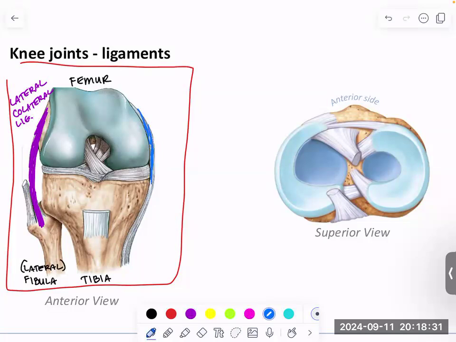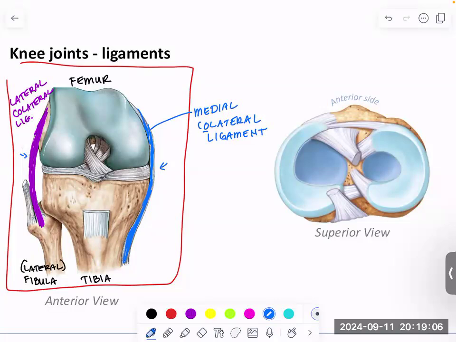So what is the name of this one in blue? MCL. What does the M stand for? Medial collateral ligament. MCL. Collateral means that they're just on opposite sides. Because I think lateral collateral ligament sounds redundant. It really does. But since they're on both sides, it's describing the lateral one. That's all.